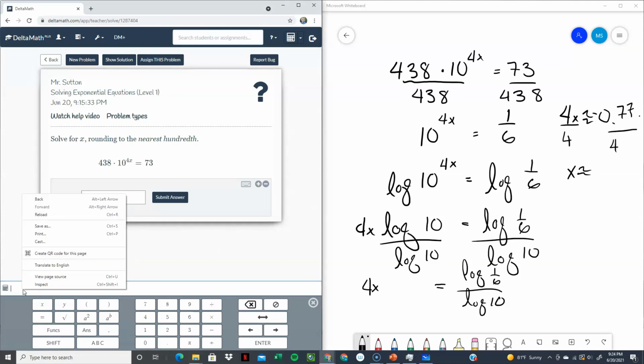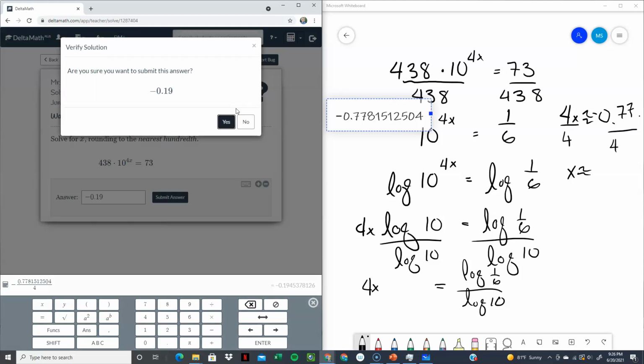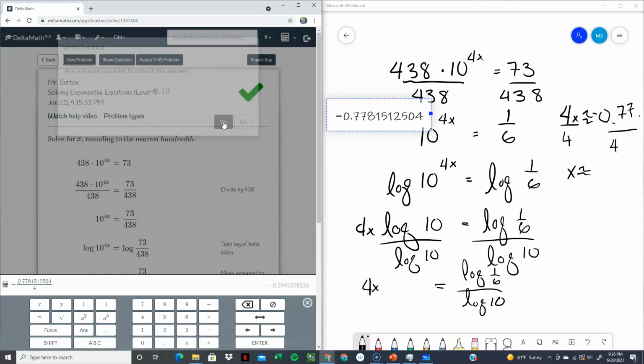Can I paste that? Maybe not. All right, it wouldn't let me paste it in here, but I could paste it over here. So you'll have to write down your answer or paste it somewhere else, but we can do that. So negative 0.7781512504, and then divided by 4. So we have negative 0.19 as our final answer, rounded to the nearest hundredth.